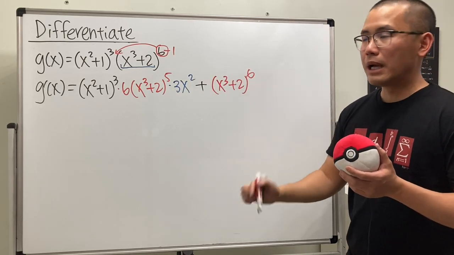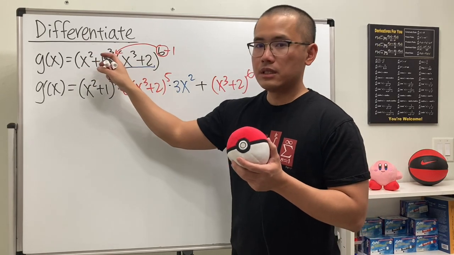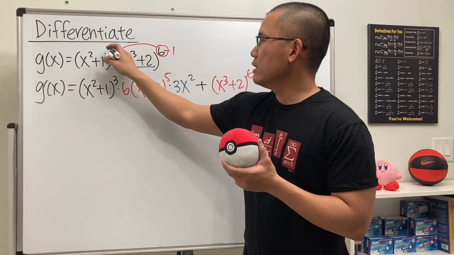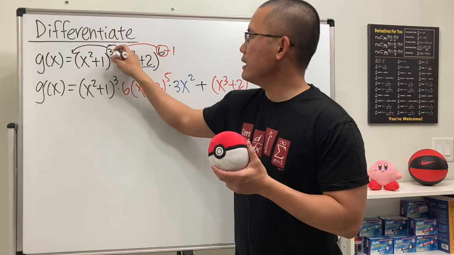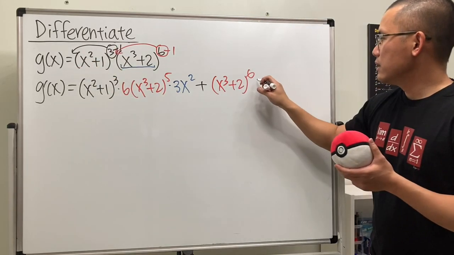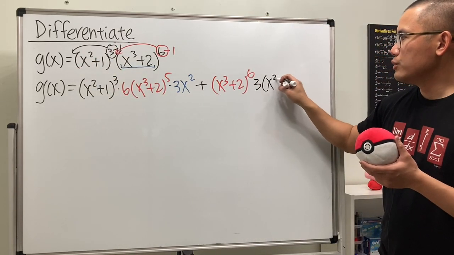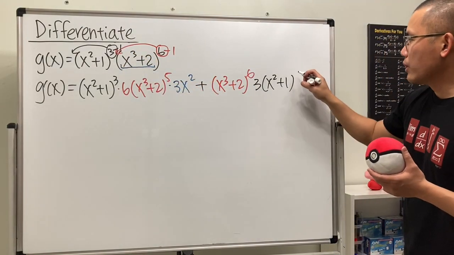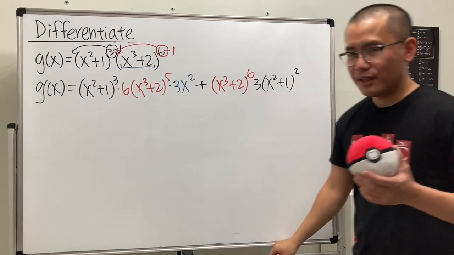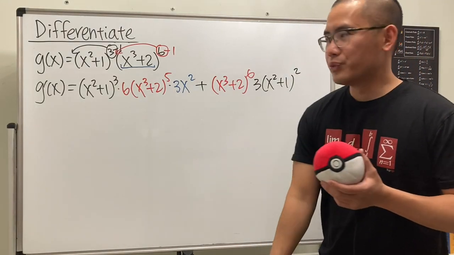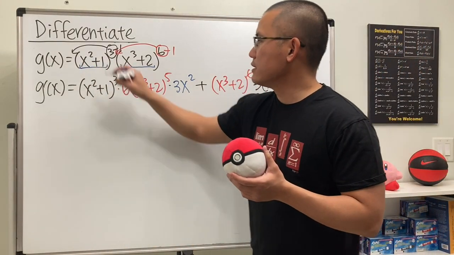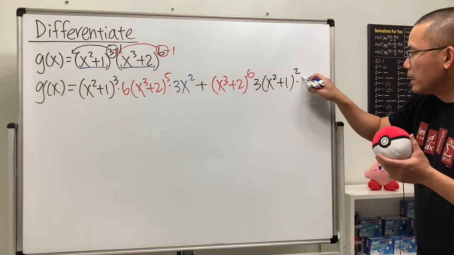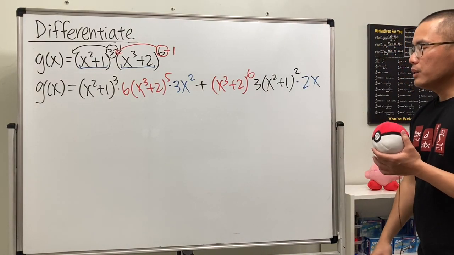And then we multiply by the derivative of the first. Derivative of this right here, again, put the power to the front and then minus 1. So it gets 3. And the input stays the same, which is x squared plus 1. And the power right here is 2. So that's what we have. But we're not done yet. Chain rule. Multiply by the derivative of these things, right? So we multiply by 2x. Okay, so far so good.